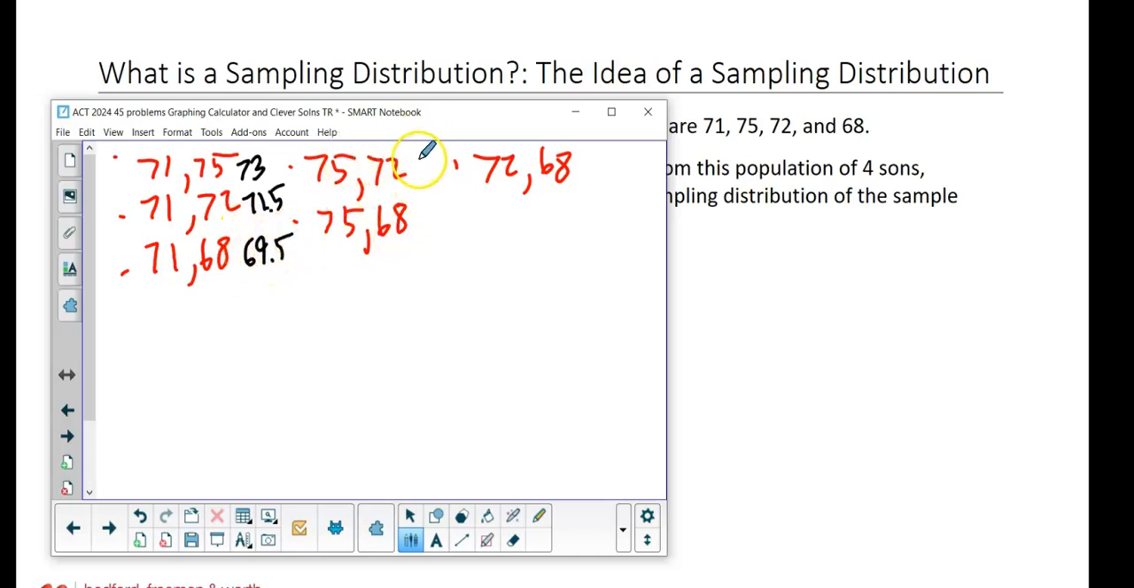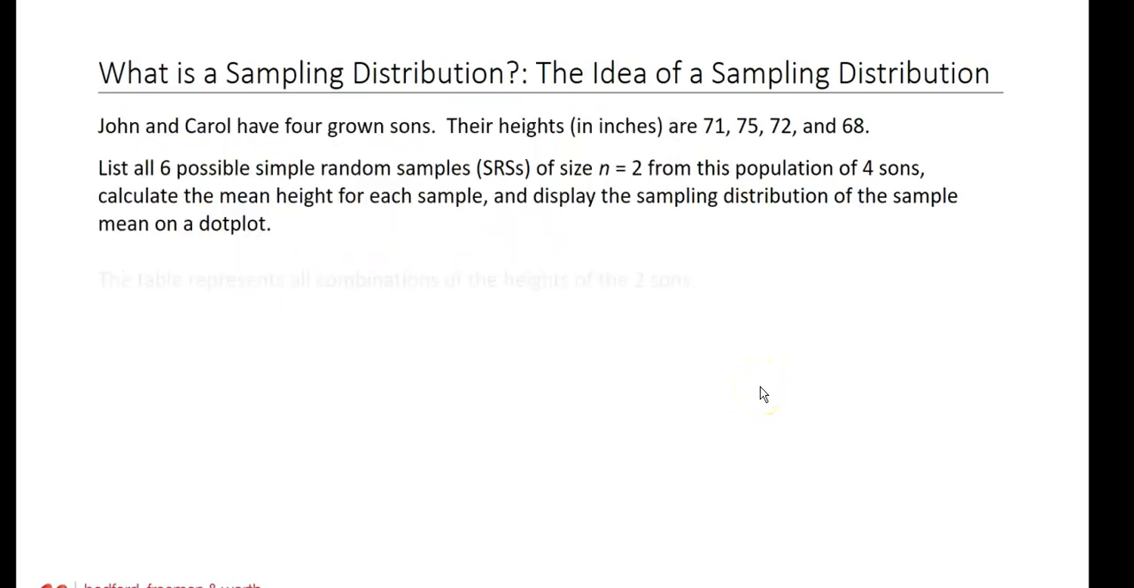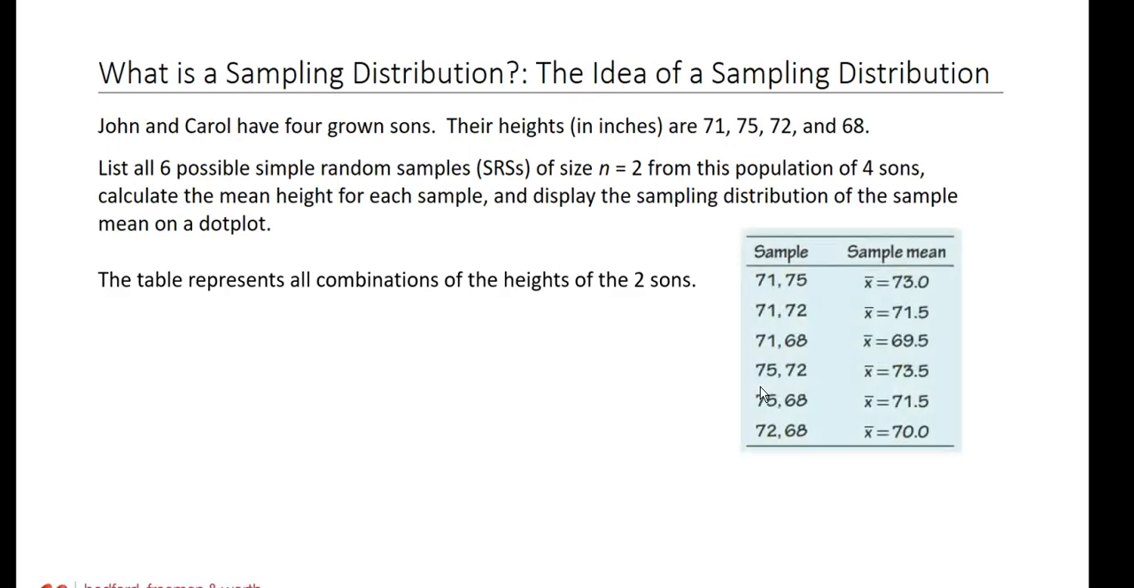This would be, I think, 73.5. I'm doing this in my head, so I could be making a mistake here. 7, so 3.5. So I think that'd be 71.5, and this one would be 70. So now we have those 6 black numbers. Those are the averages of each one. I think they did this for us, is my guess.